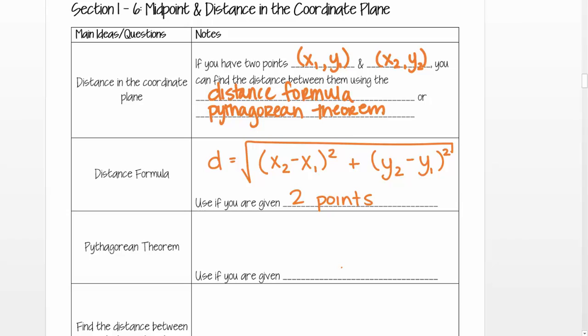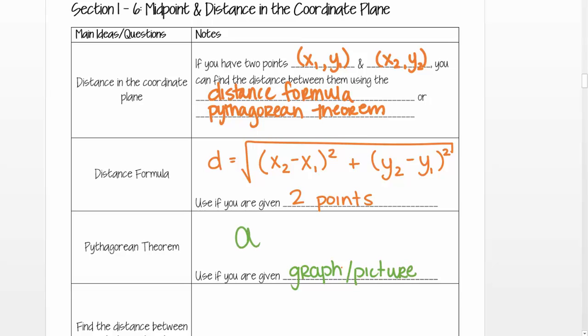Like I tell you, one point is at 3, -2, and the other point is at 6, 8. Then you would use the distance formula. But we can use what we learned yesterday with Pythagorean theorem and use that if we are given a graph or a picture, just like we did yesterday.